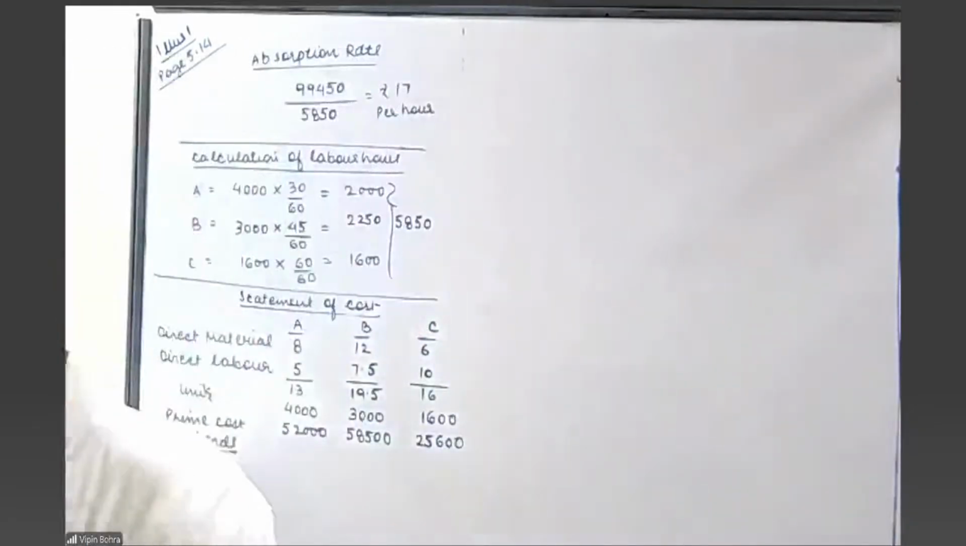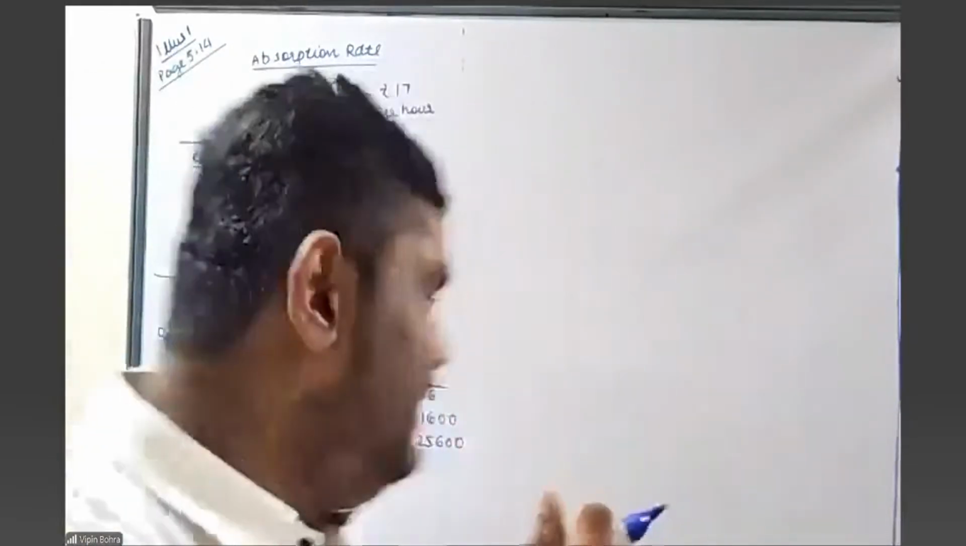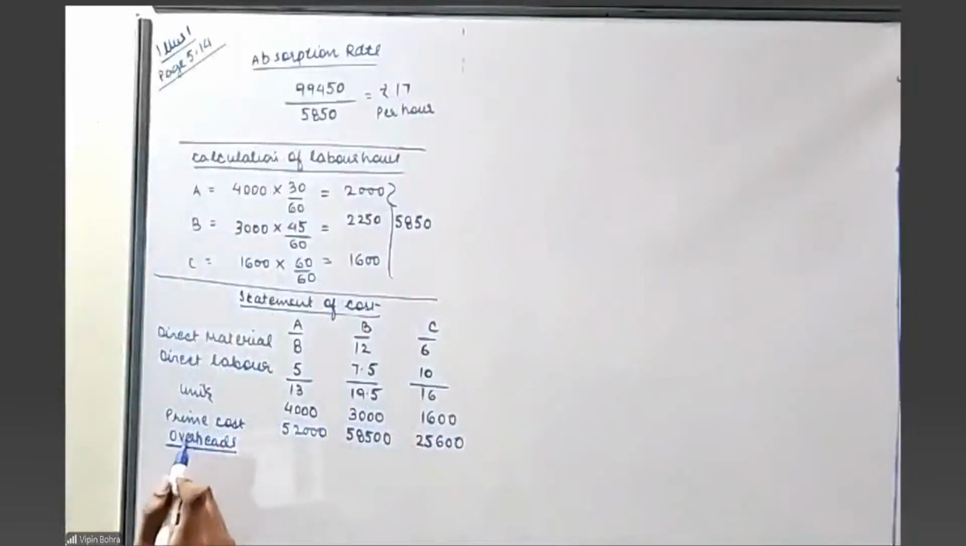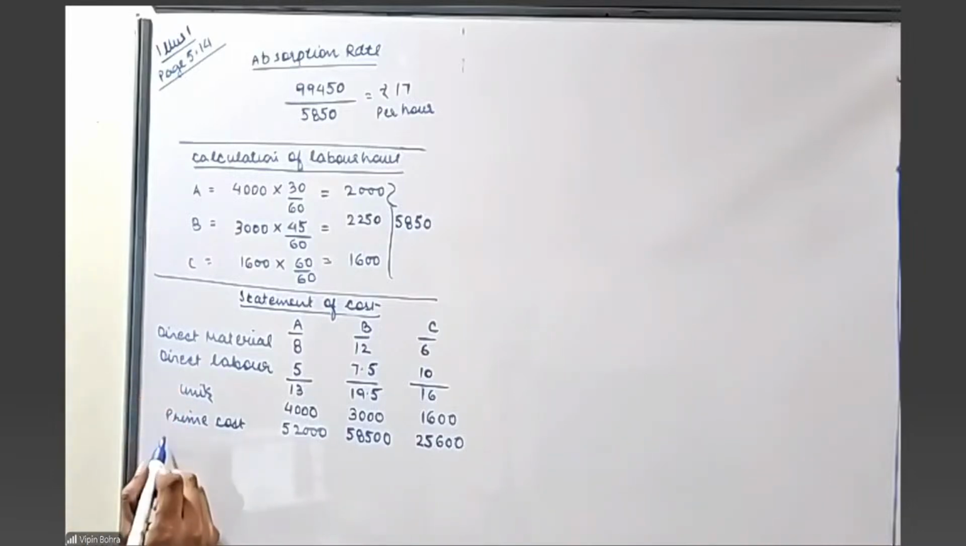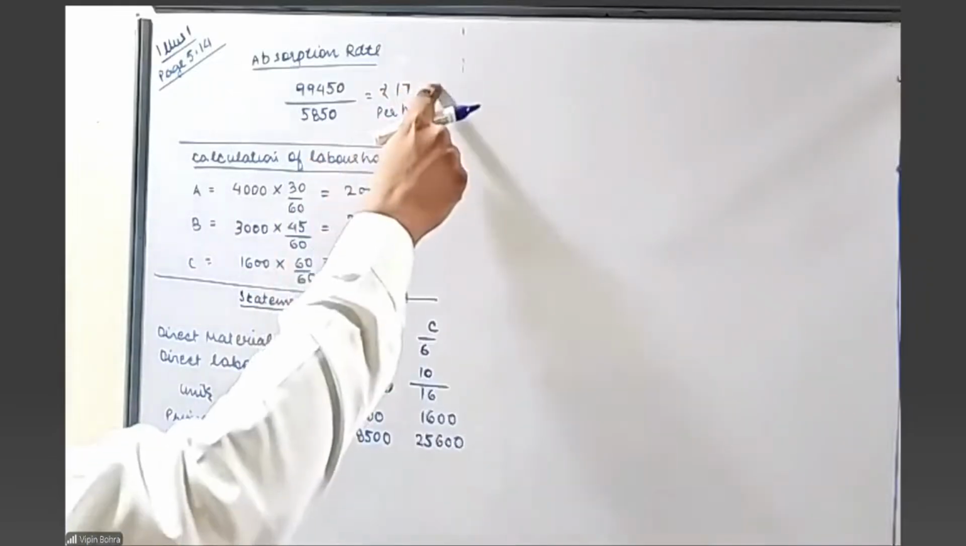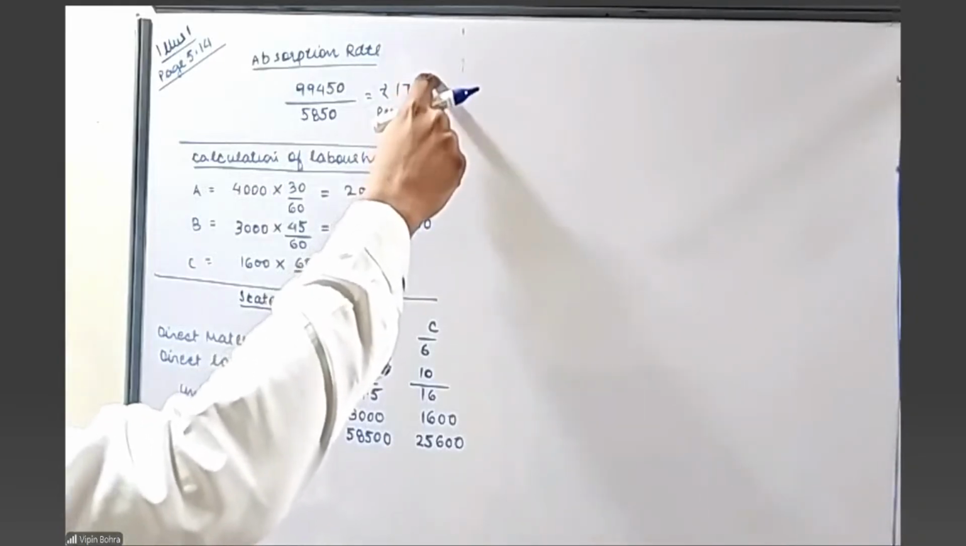Okay, so let's start with the overheads now. There are three types of overheads: material handling, storage cost, and electricity. Sorry, my mistake. We can straight away write the overheads. I just forgot we are starting with the traditional approach. When talking about overheads, the overhead rate is 17 per hour.